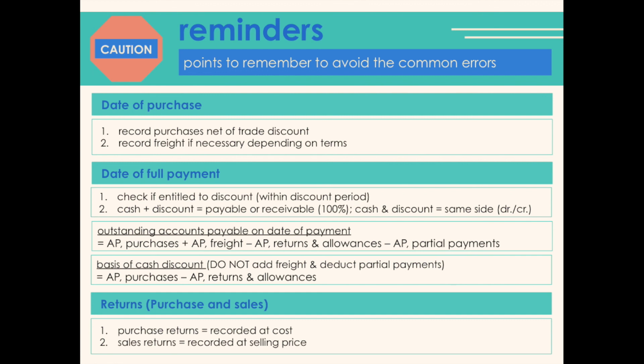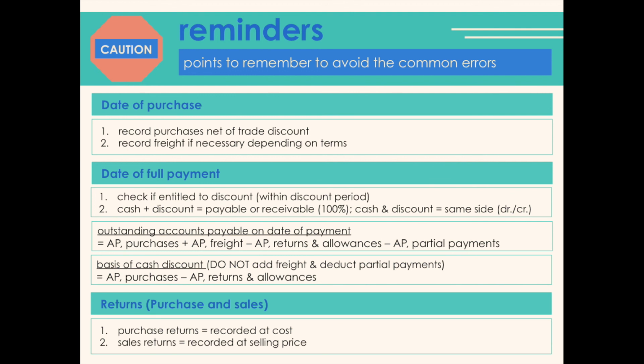And lastly, here are some reminders to avoid common errors encountered when journalizing merchandising transactions. On the date of purchase, keep in mind that the purchases are recorded net of any trade discounts granted. Also remember to record the entry relating to freight, if applicable depending on the terms. A lot of students would record the purchase transaction but fail to record the freight entry.